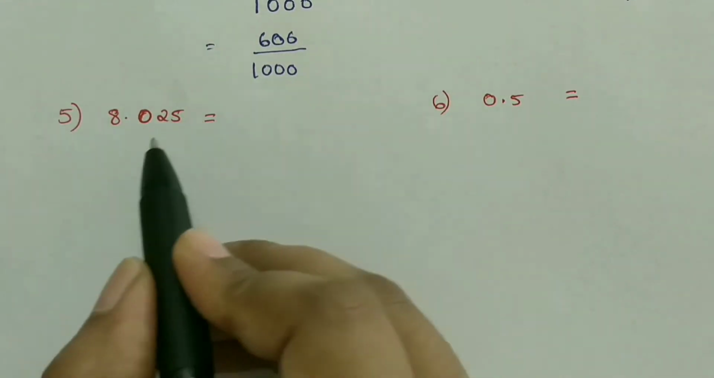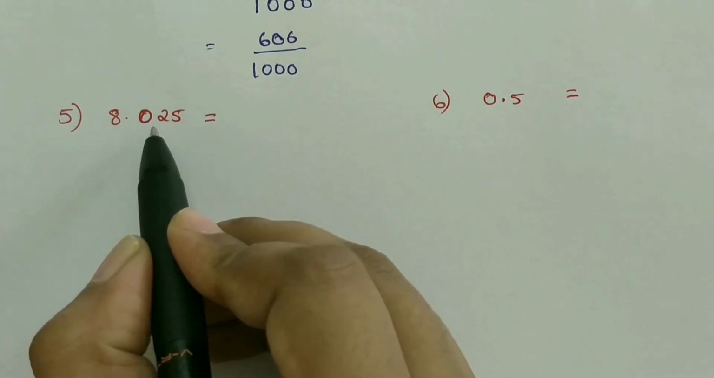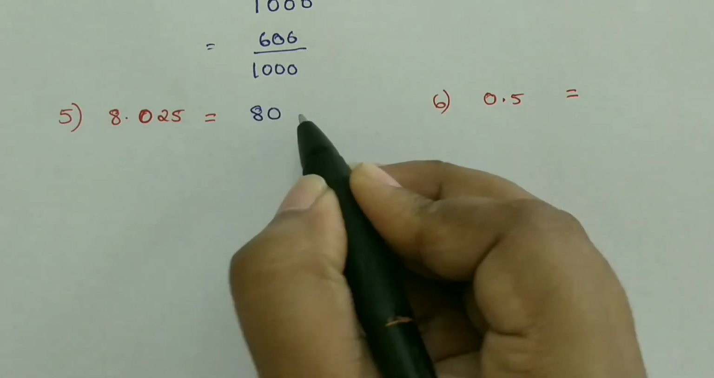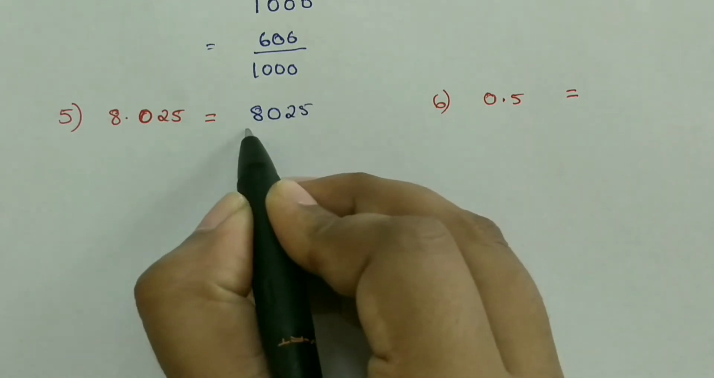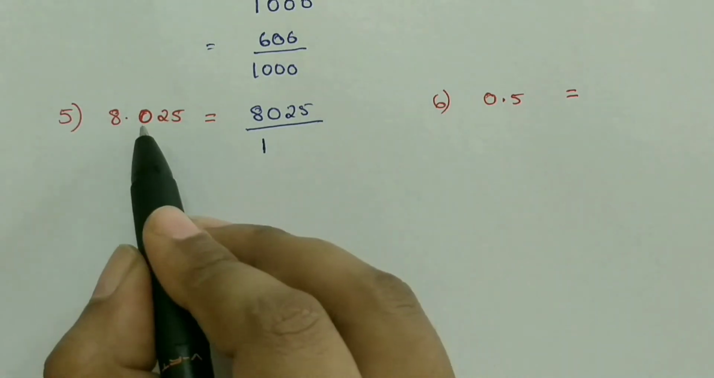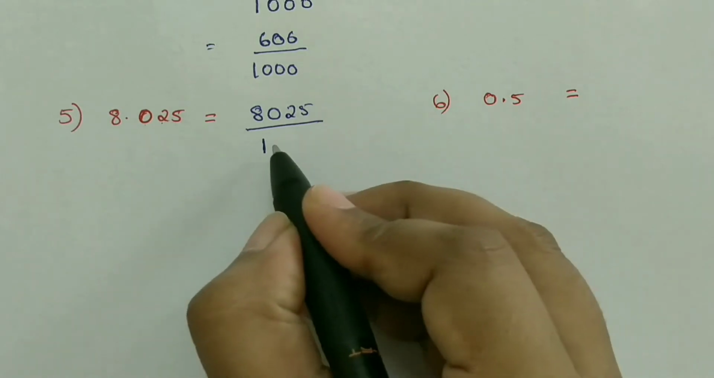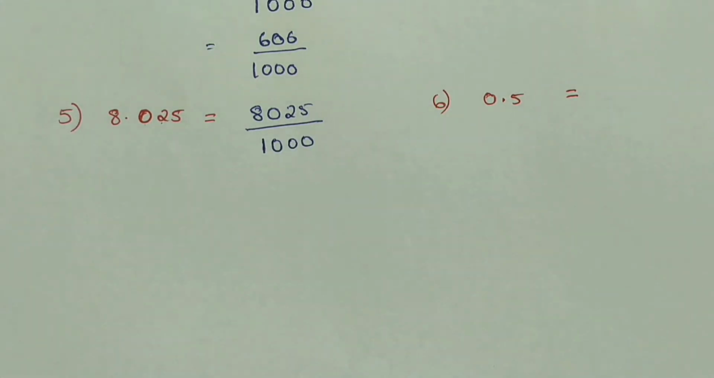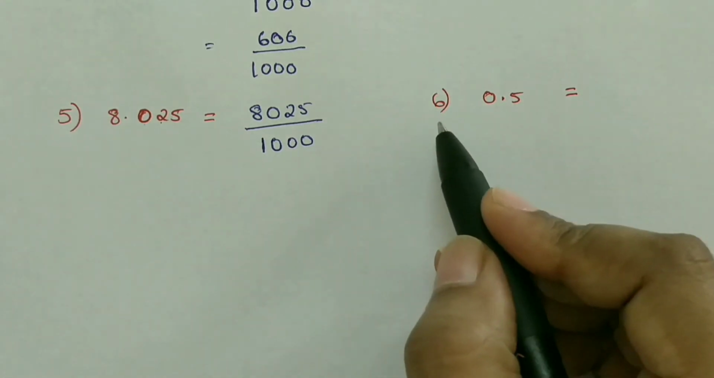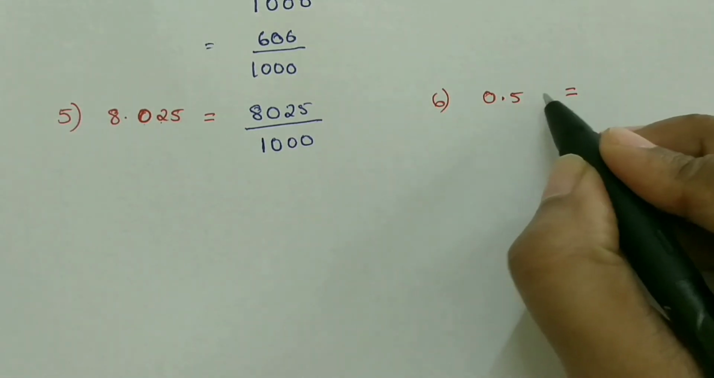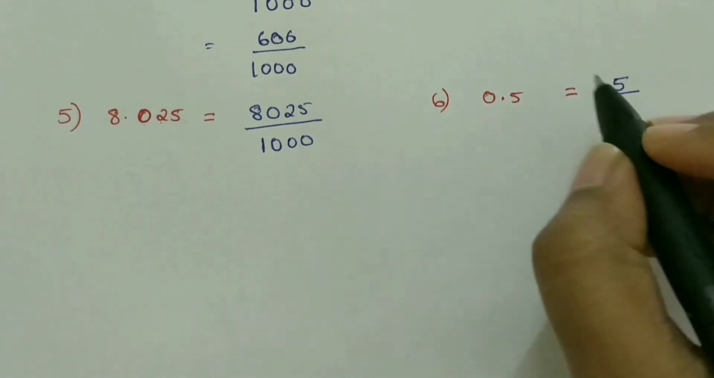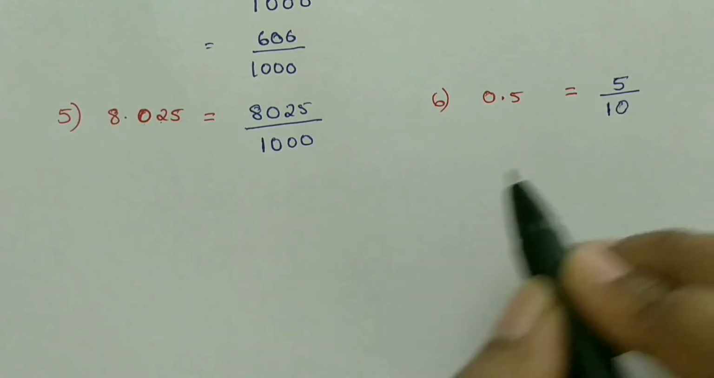Example 5, 8.025. In the numerator, 8025 divided by 1, 3 zeros. Example 6, 0.5. So 5 divided by 10.